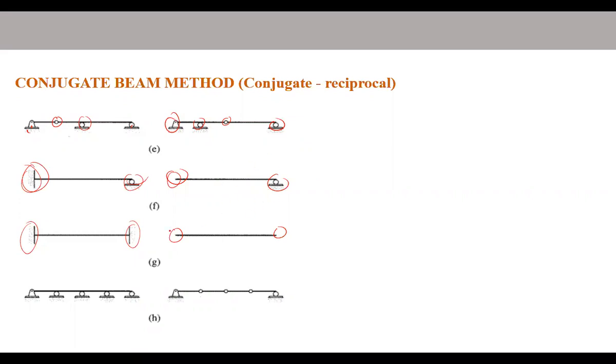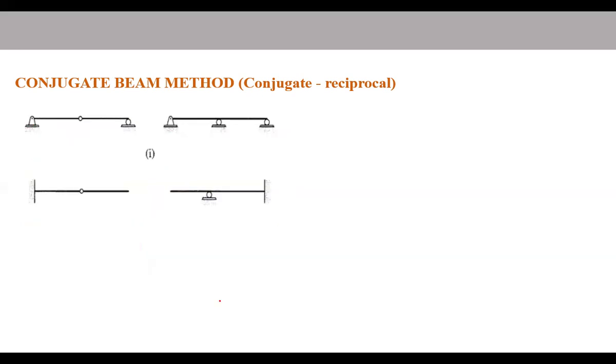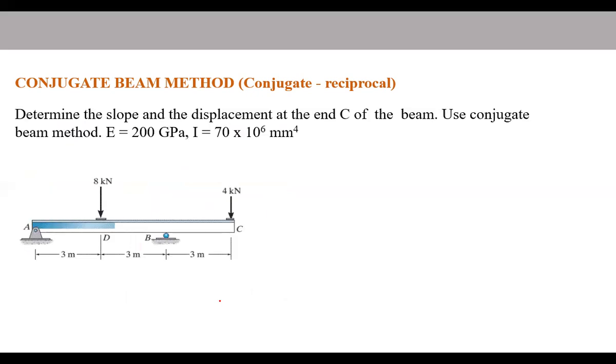So this is statically indeterminate. We don't need to worry about statically indeterminate beams because they are not within the scope. So here you have a pin, internal rollers become internal hinges, external roller becomes external roller. So that's how we convert the real beam to a conjugate beam.